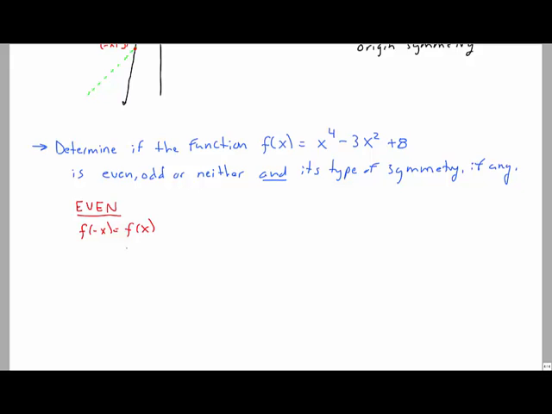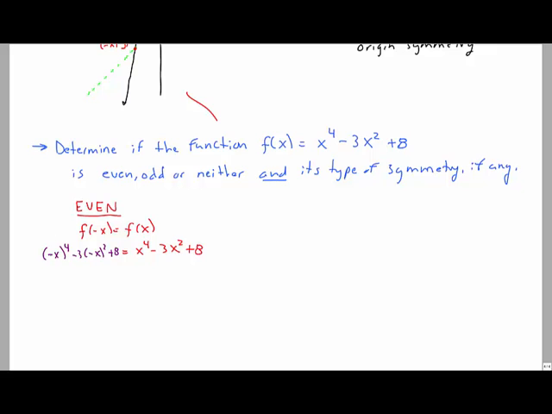So we know what f of x equals already. That was x to the fourth minus 3x squared plus 8. Now let's see what f of negative x is. So that means a negative x quantity to the fourth minus 3 negative x quantity squared plus 8. It's important to have these parentheses here, because without them I'd only be squaring the x and not the negative, or taking the x to the fourth power, not the negative.